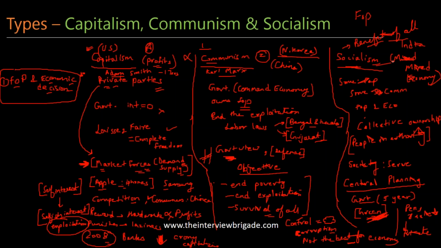Okay. Now, what are the disadvantages of socialism? Distorted pricing. Prices are not fixed by the market forces, but they are fixed by the government. So whatever government thinks is the right price, they will fix that price. Same happens with communism.